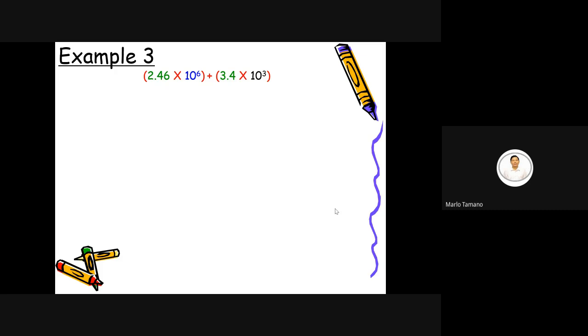So, move the decimal point of 3.4 going to the right or going to the left? I told you, when adding, you need to go to the left. How many movements? 3. So you move the decimal point from right to left to make it 0.0034. That is our 3.4 times 10 cubed.